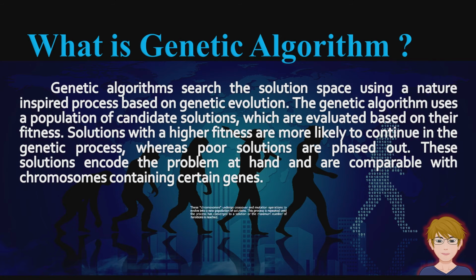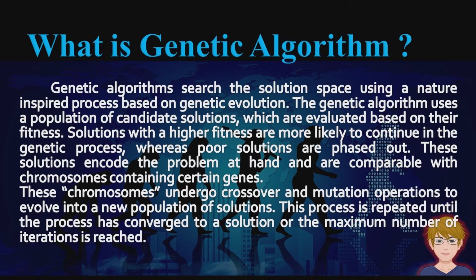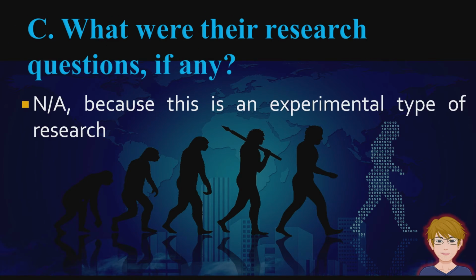These chromosomes undergo crossover and mutation operations to evolve into a new population of solutions. This process is repeated until the process converges to a solution or the maximum number of iterations is reached. So that's what a genetic algorithm is all about. Letter C, what were the research questions, if any? Actually, not applicable because this is an experimental type of research.